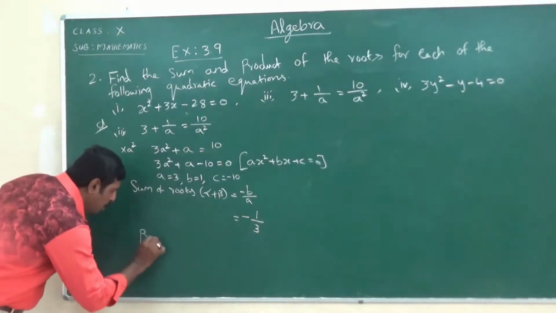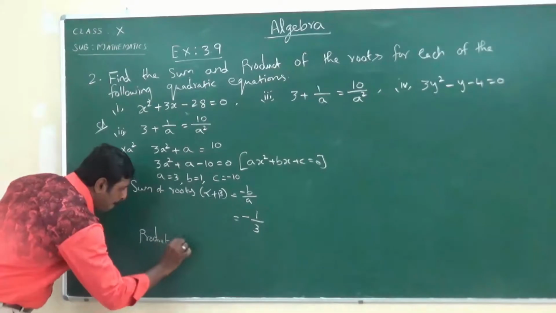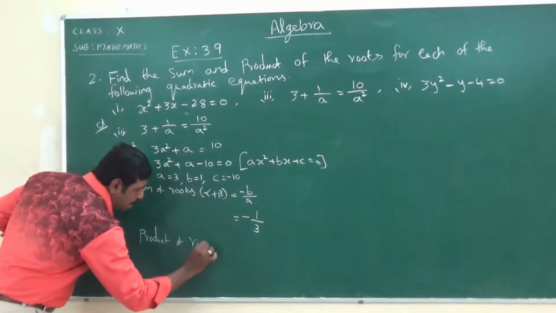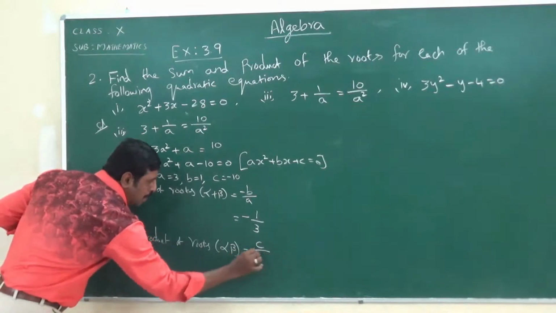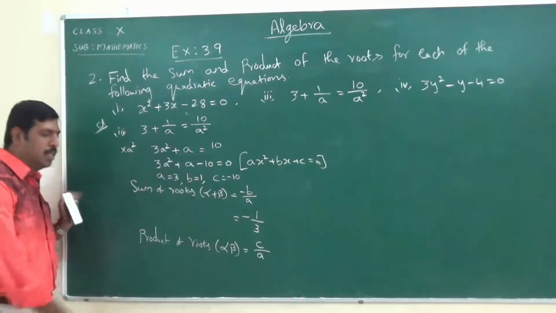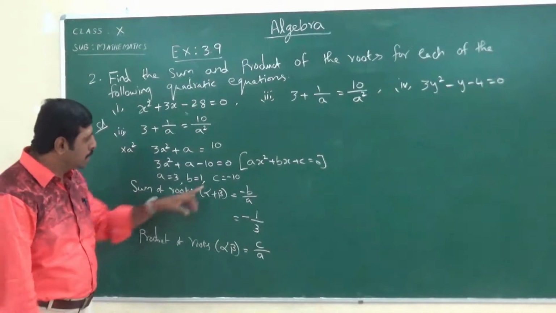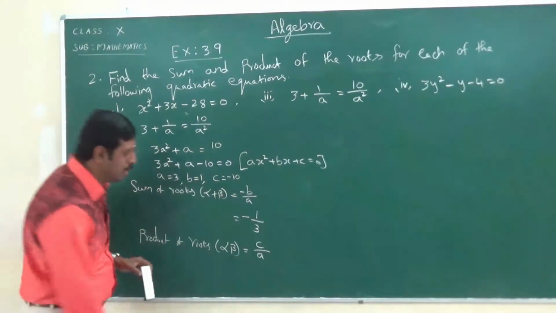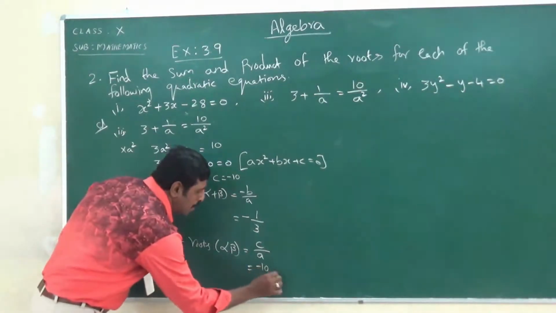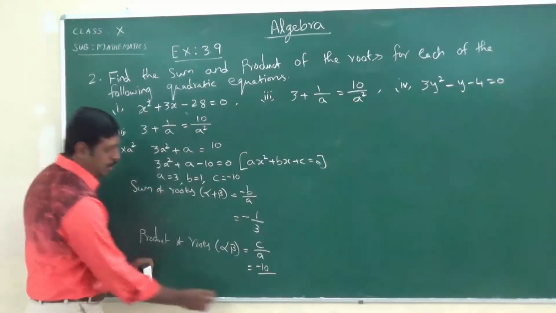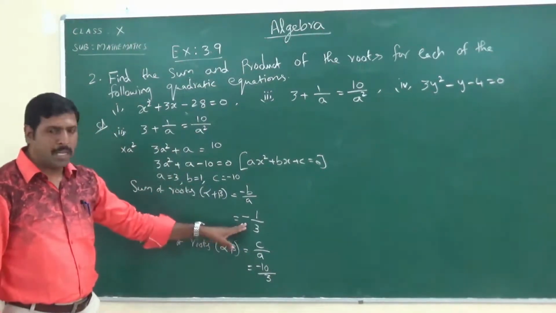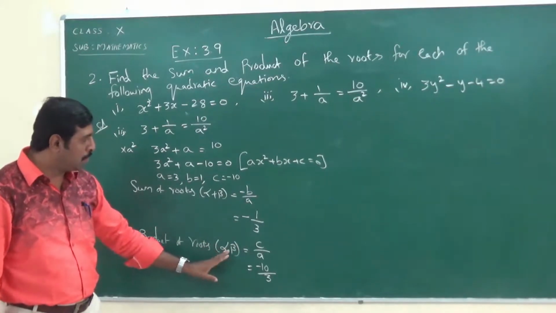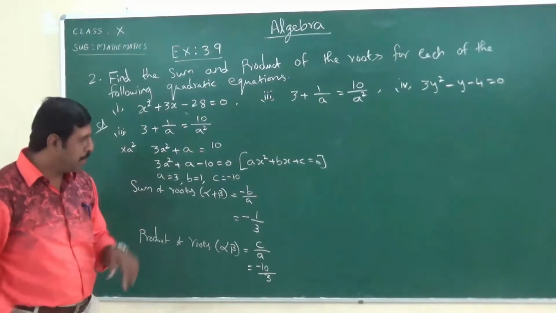Then product of the root, alpha into beta is equal to c by a. That is the constant term divided by the coefficient of x square. So the constant term c is equal to minus 10 divided by a is equal to 3. So the sum of the root alpha plus beta is equal to minus 1 by 3, and the product of the root alpha into beta is equal to minus 10 by 3.